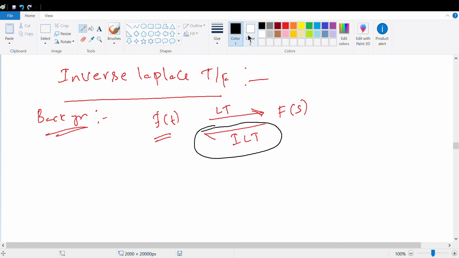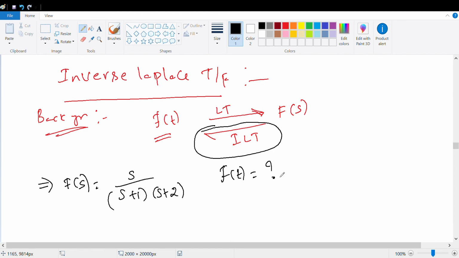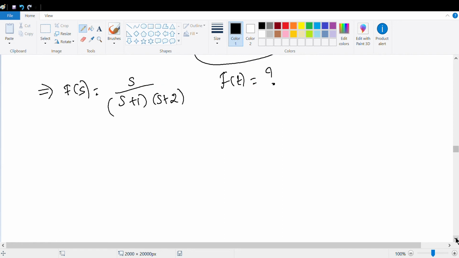Suppose we have F of s equal to s by (s plus 1)(s plus 2). This is the function F of s, and we need f of t, the inverse Laplace transform of this function. Actually, the inverse Laplace transform is a basic concept in electrical engineering. This is a proper fraction. So step one, we need to convert it into partial fractions.